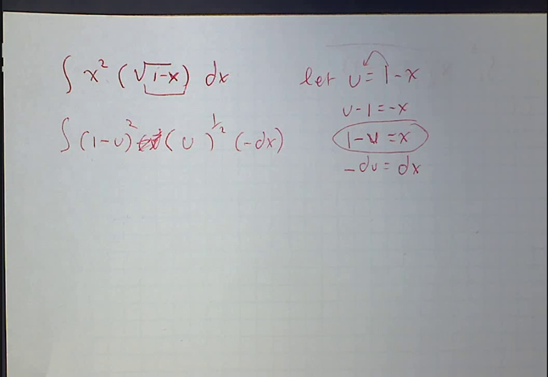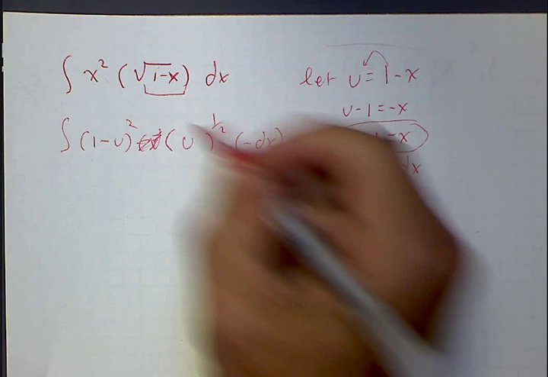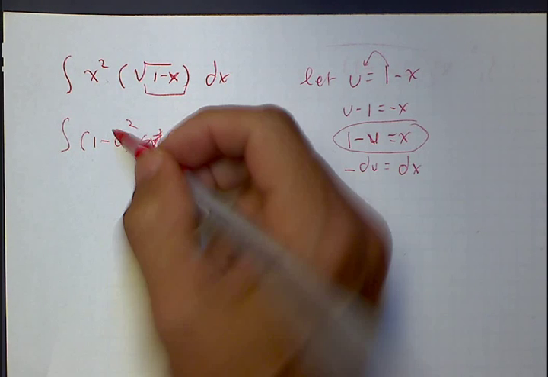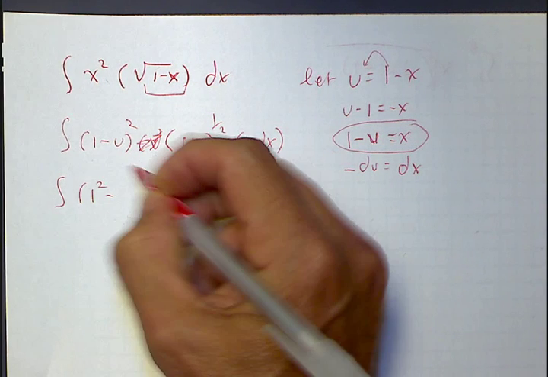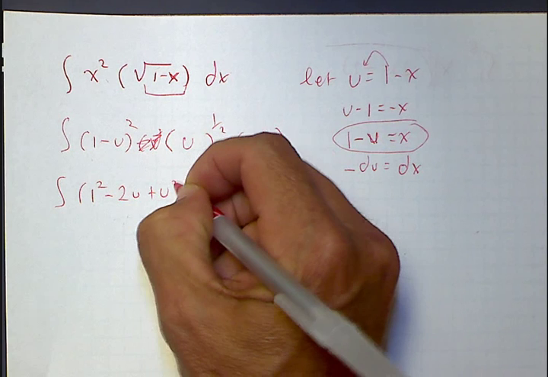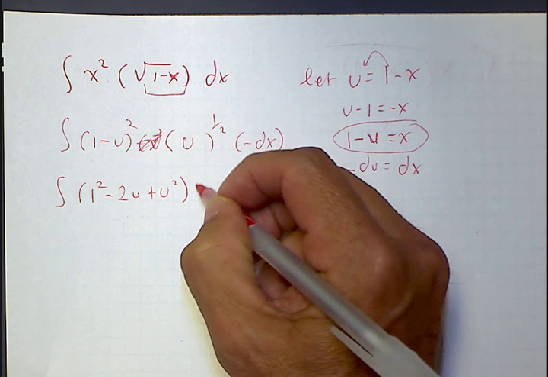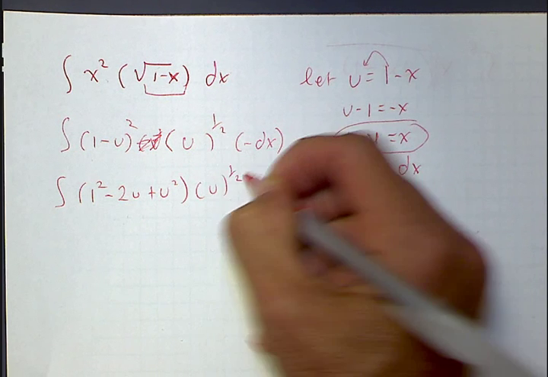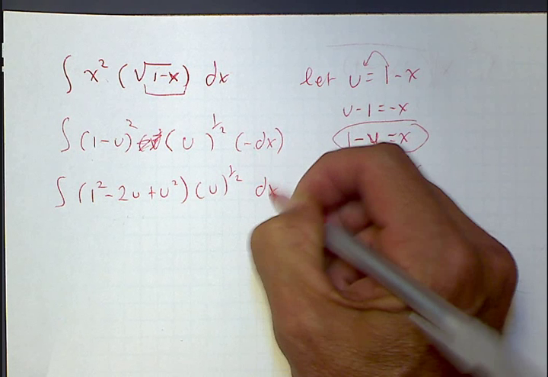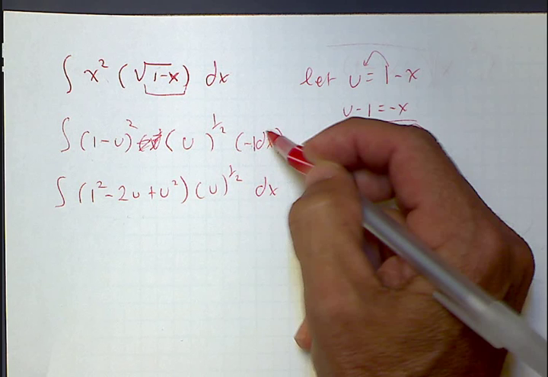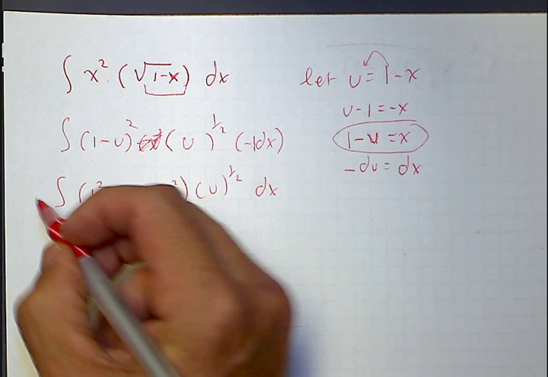And now what I've turned it into is just a distribution problem, almost going back to the very first days of integration. I can pull all this out. So 1 squared minus 2u plus u squared times u to the 1/2. Now this is a negative du. I'll put a du here. This negative sign is a -1 coefficient, so I'm going to move it out in front. Okay?